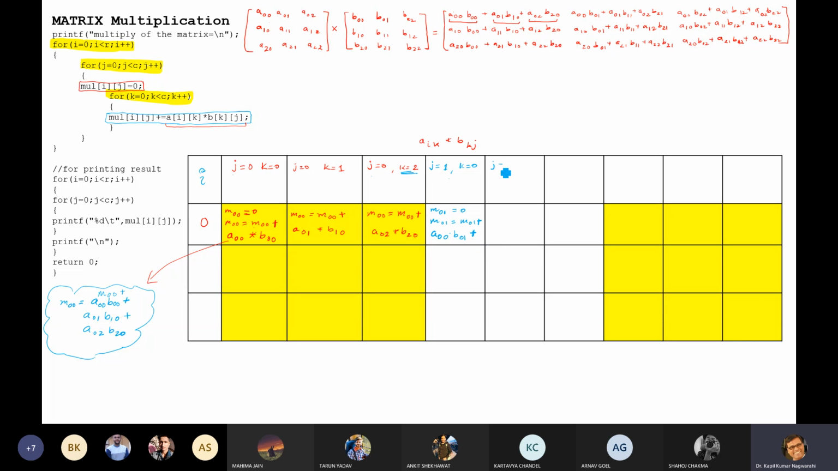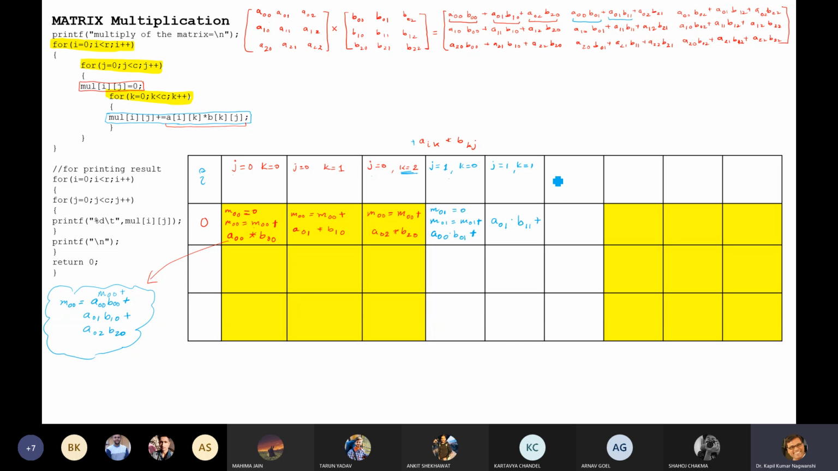Now what is the value of J? J is 1. K is incremented by 1. So now this only plus term, I am writing only this term. Now what is the term? A IK, 0, 1 multiplied by B KJ. K is 1, J is 1, and then plus. So here you can see that this is first term 0, 0, 0, 1. Now 0, 1, 1, 1.